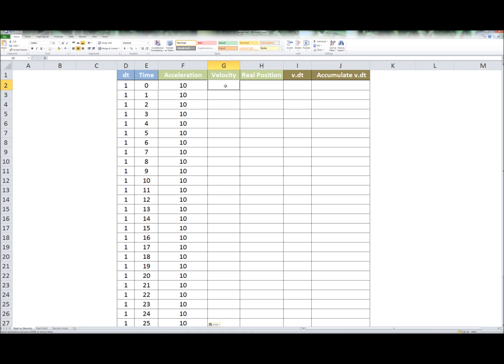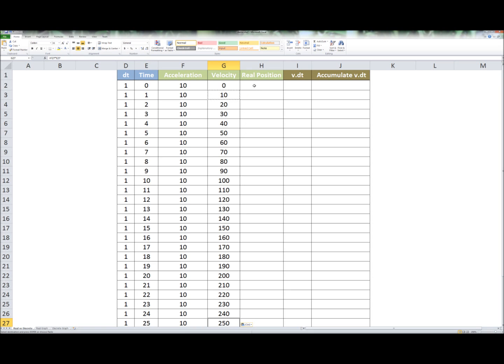Now in the real world, velocity. We'll start out with zero velocity at time zero. Then we'll say in the real world, V equals U plus AT, and if U is zero, then V equals AT. Velocity equals acceleration times time. So let me also copy this into all these other cells. Let's do a quick sanity check. Velocity equals acceleration, which is 10, times time, which is 25, so velocity is 250. Yes! Cool.